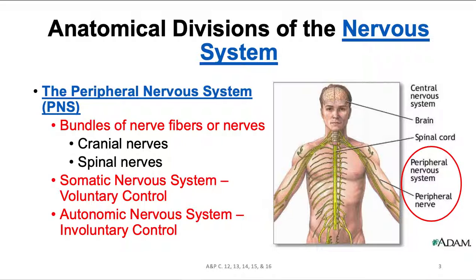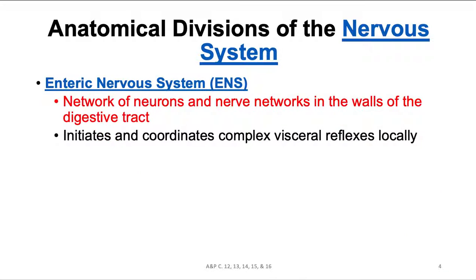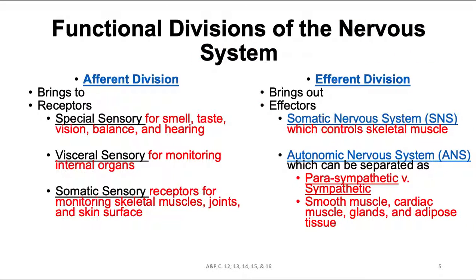And then from there, we do a lot more divisions off the peripheral nervous system. We have the somatic nervous system, which is under our voluntary control, and the autonomic, which is involuntary. There's also the enteric nervous system, which is a network of neurons in your digestive tract. We can divide our nervous system into its functional divisions. We have the afferent division, which is bringing information to our nervous system through different types of receptors. And then we have the efferent system, which is bringing information away or out from our nervous system. You have your somatic again, which is controlling your skeletal muscle, your voluntary movements, and your autonomic, which is controlling your involuntary movements. We have things like our rest and digest or our fight and flight response.